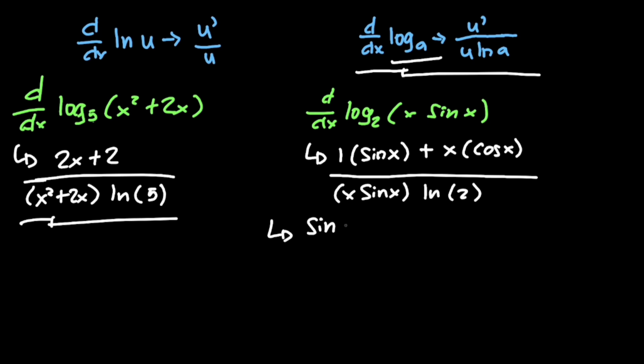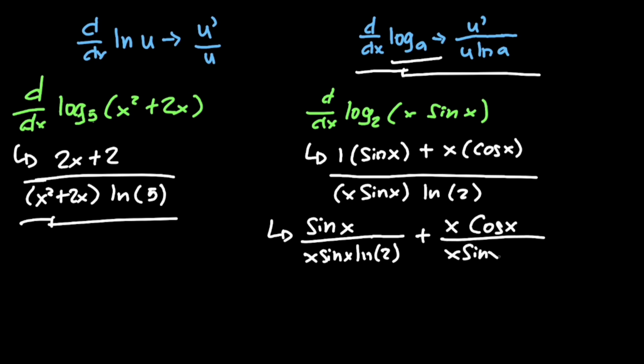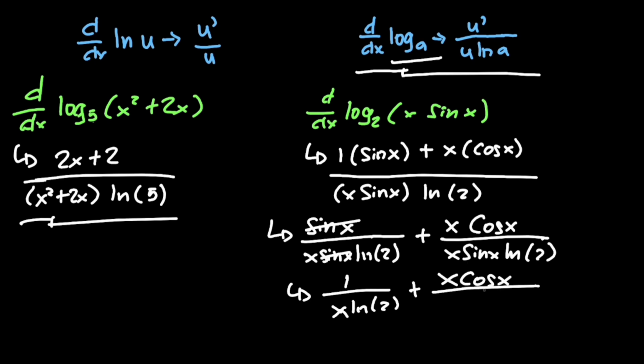The final answer here now would be sine of x over x sine of x multiplied by the natural logarithm of 2 plus x cosine of x over x sine of x multiplied by the natural logarithm of 2. These two can cancel each other out. So this will be 1 over x ln 2 plus this one. So this will be the final answer.